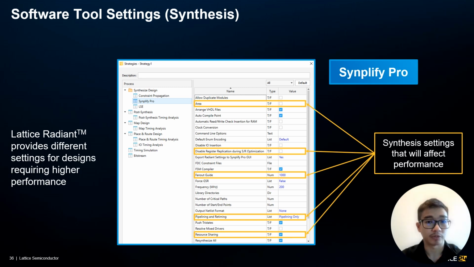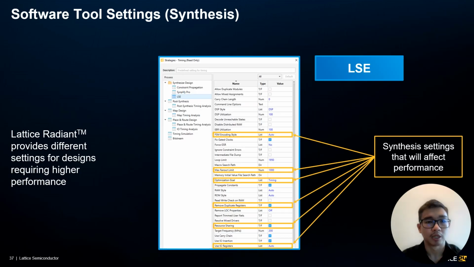Radeon provides multiple settings that could impact timing performance, from synthesis all the way to place and route. Shown here are the synthesis settings that will affect timing performance for Simplify Pro. The details of each setting are shown when they are enabled or disabled in the GUI. Similar settings are also available in LSE.